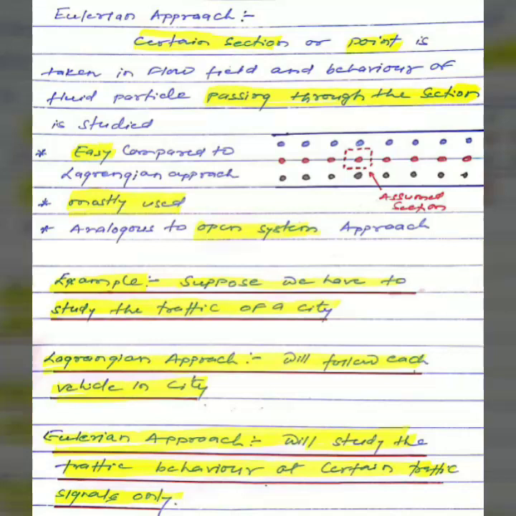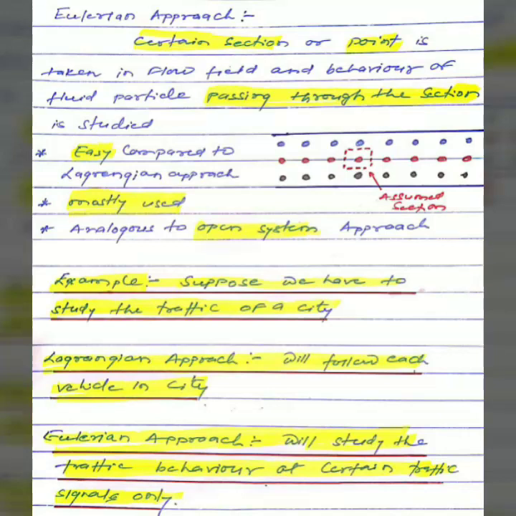Because of that, it is an easy method compared to the Lagrangian approach, and that's why it is most commonly used. This method is analogous to the open system approach of thermodynamics. To understand the difference between these two approaches more clearly, we will take an example.